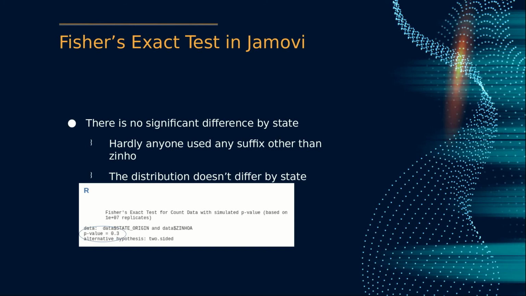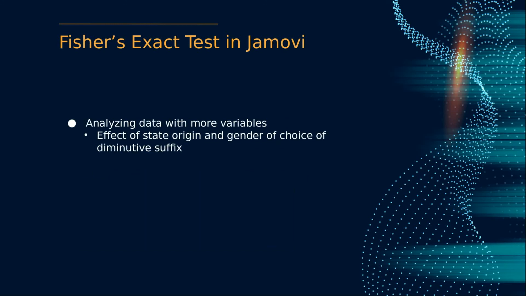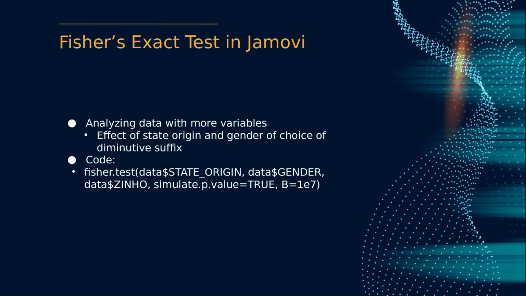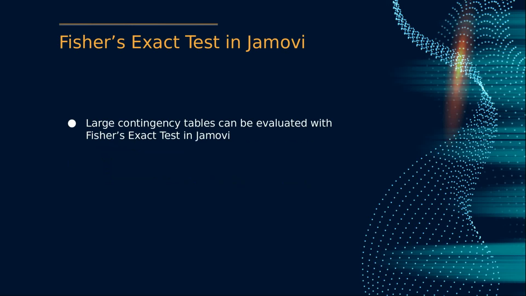Hardly anyone used any suffix other than xenu, and the distribution just doesn't differ by state. Now it is possible to analyze data with more variables. For example, we could look at the effect of state origin and gender on the choice of the diminutive suffix, and this would be the code for doing that. So to finish, large contingency tables can be evaluated with Fisher's exact test in Jamovi.